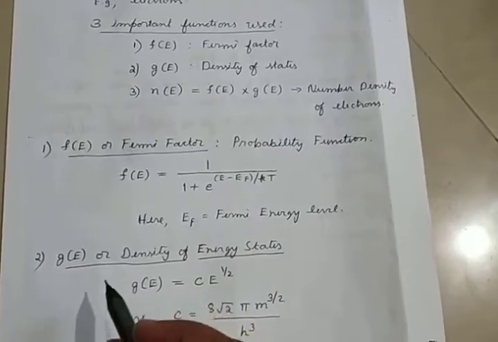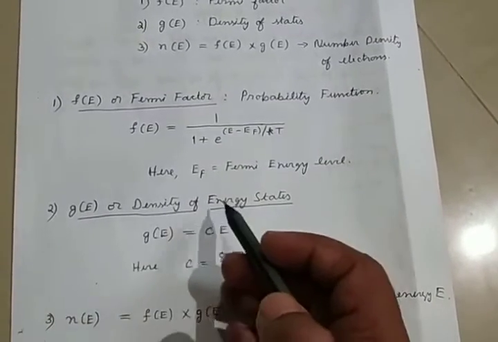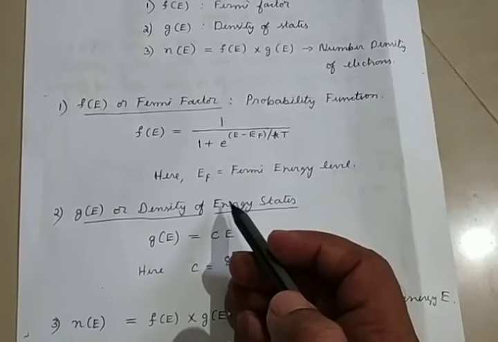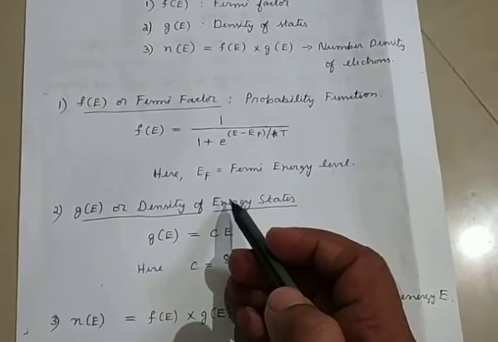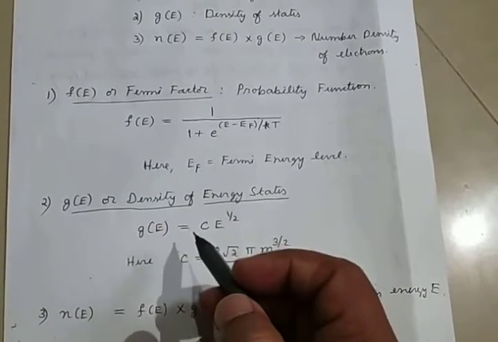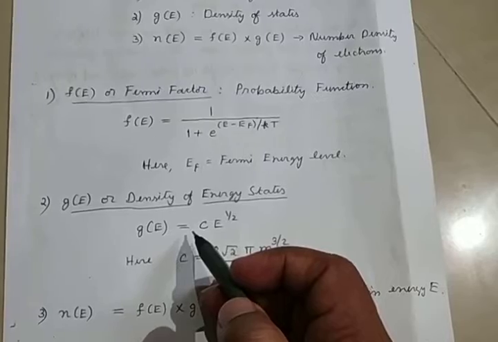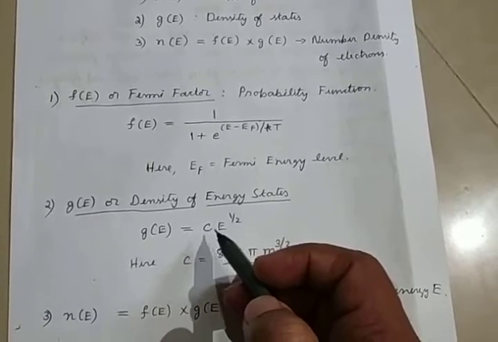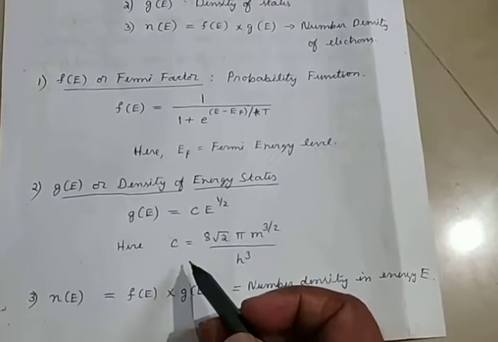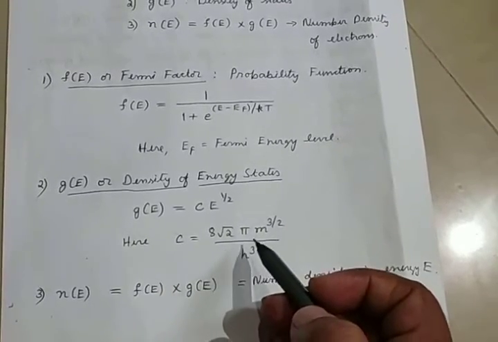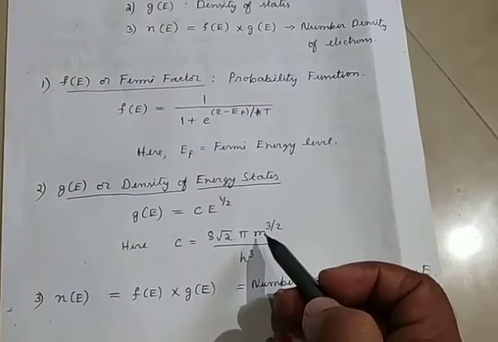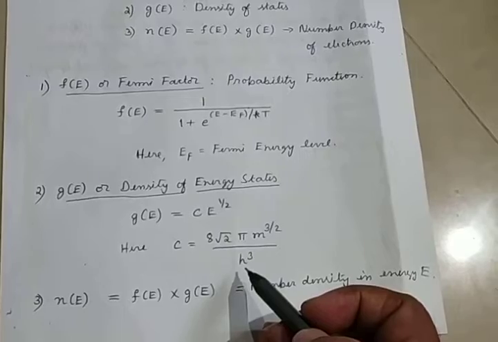The second function is G of E, or the density of energy states. This tells us how many energy levels are available per unit volume around a given energy E, and it is given by G of E equal to some constant C times E to the power of half. Here the constant C is given by 8 root 2 pi m to the power of 3 by 2 by h cubed, where m is the mass of the electron and h is Planck's constant.